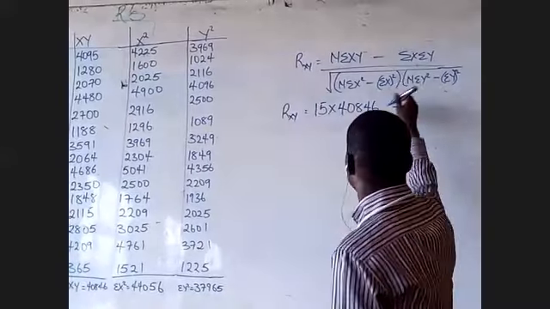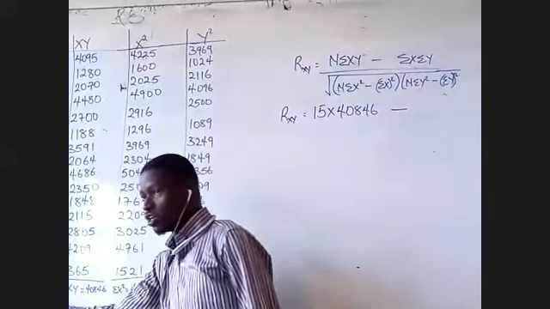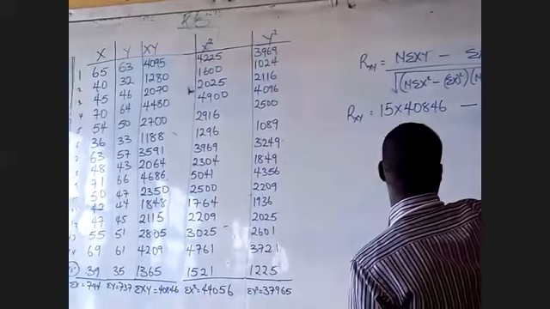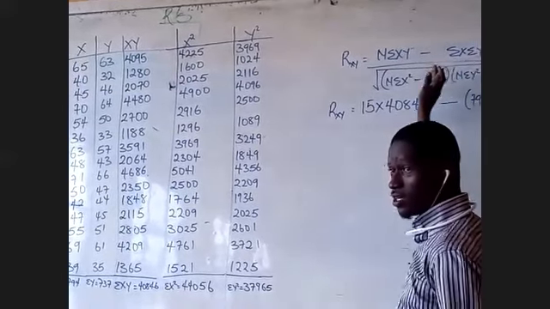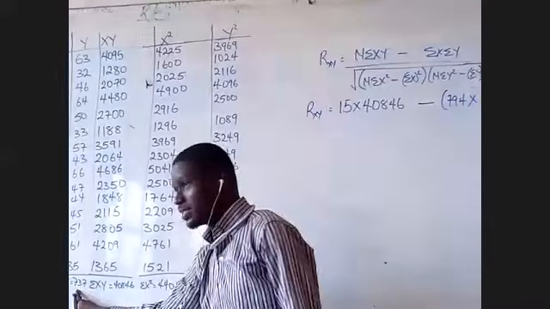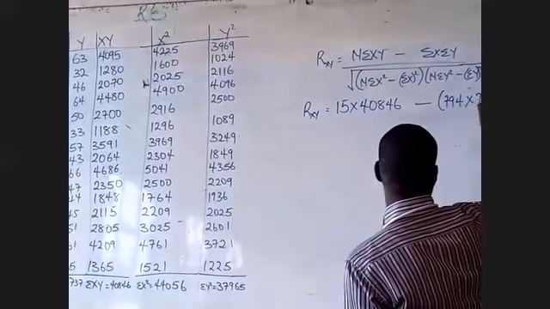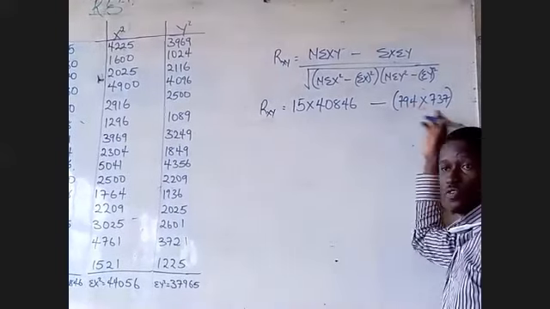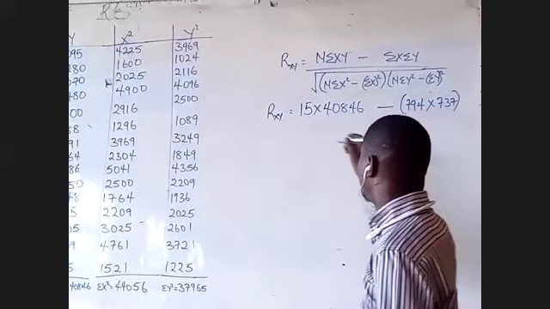Minus summation x. This is summation x, 794, but I'm putting it in brackets because it's still going to multiply another digit there, which is summation y, and that's 737. The reason why I'm putting it in brackets is to show that this minus belongs to both of them. You get that now?